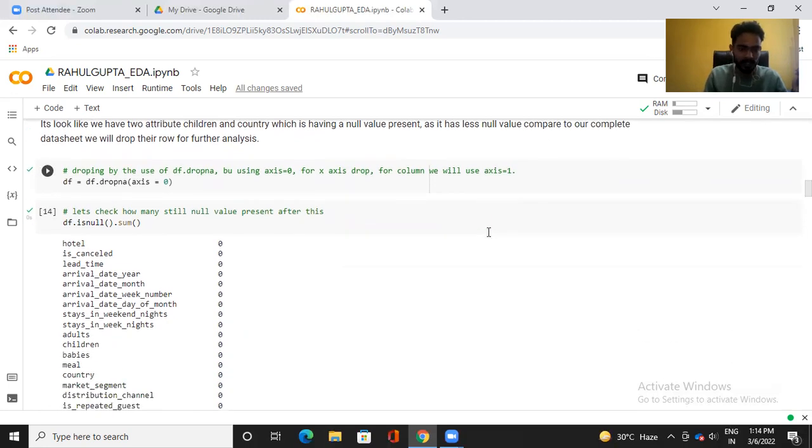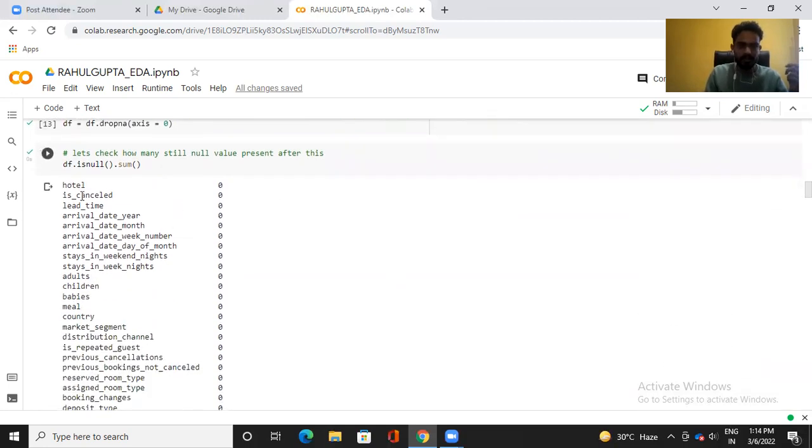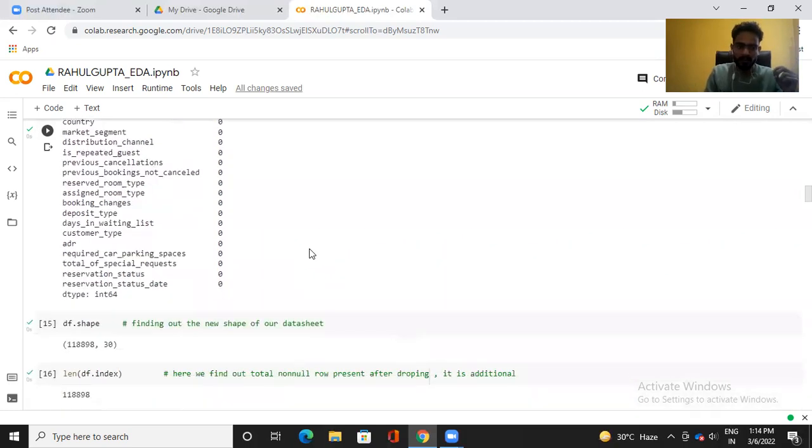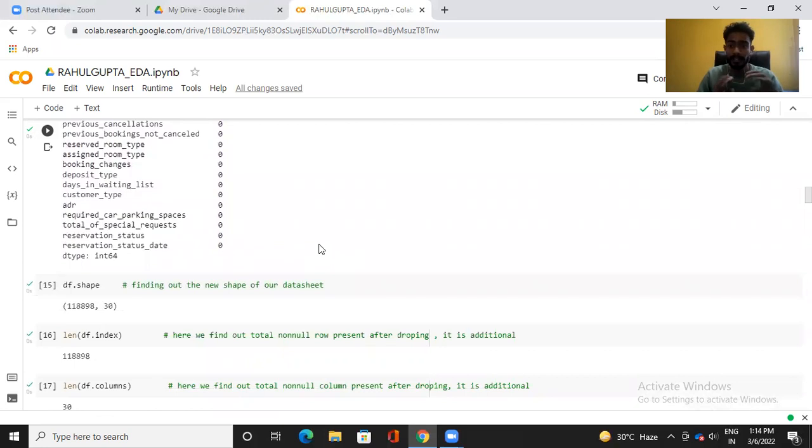Very simple. Then again I checked which null values are present in our data, and I saw that no null values are present in our dataset. So from here we have already completed the cleaning process of the data.